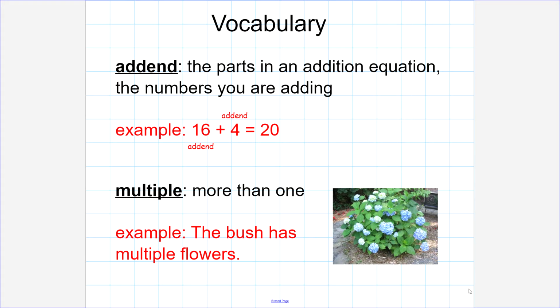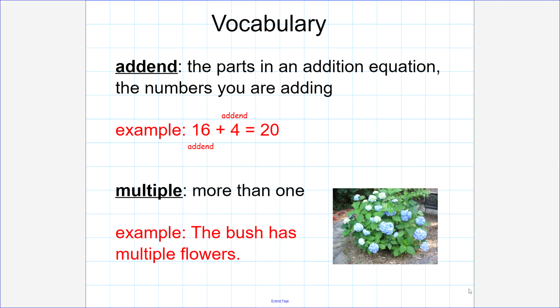Addends are the parts in an addition equation, the numbers that you are adding. Look at the example, 16 plus 4 equals 20. In the problem, 16 plus 4 equals 20, 16 is an addend. 4 is also an addend. 16 and 4 are addends because they are the parts in this equation.